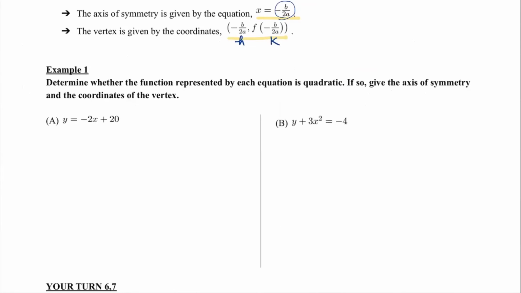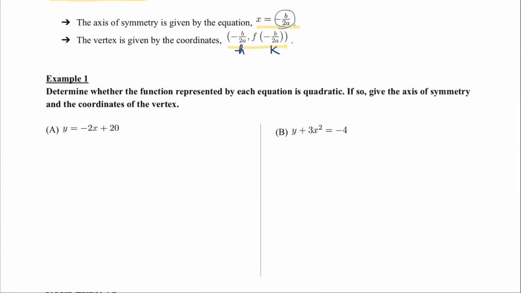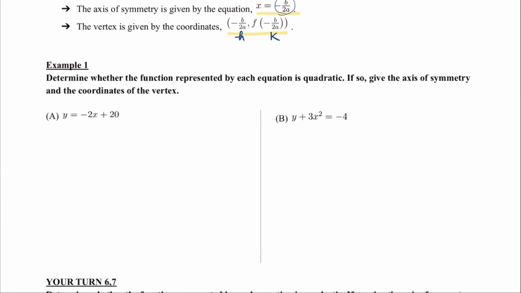All right, guys, in this particular case, we're asked to determine if each equation is quadratic to begin with. If so, state the axis of symmetry and coordinate of the vertex, right? Here we go.